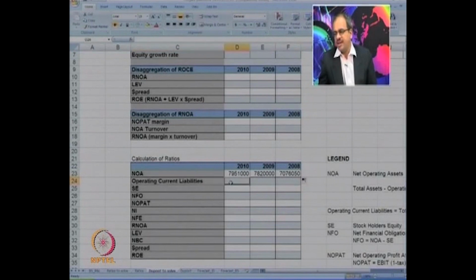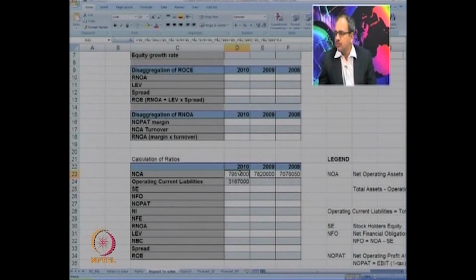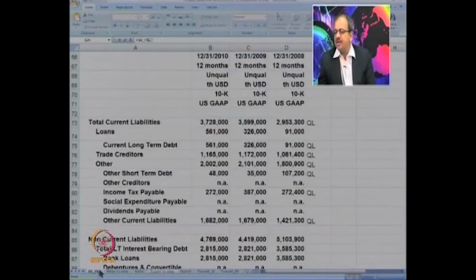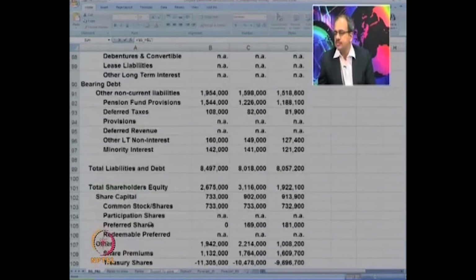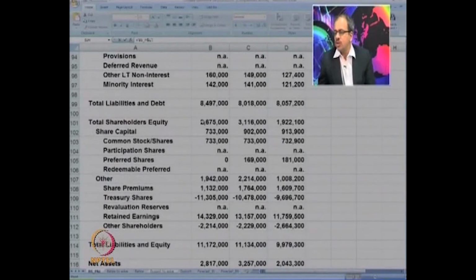Second, we want to know the operating current liabilities, which we have already captured. So, I suppose we can just copy it down. Okay. So, these are the operating current liabilities. Then second is SE. SE you know is shareholders equity. The figure will be readily available from the balance sheet. So, this is the total shareholders equity.